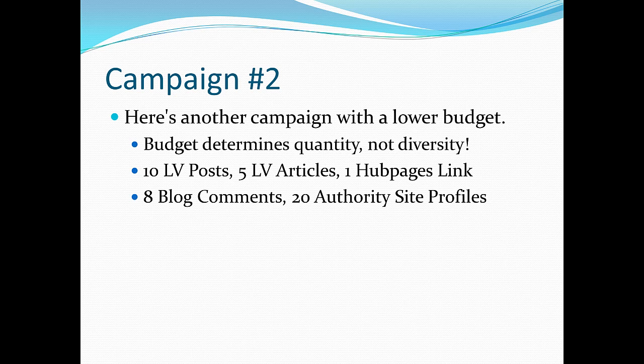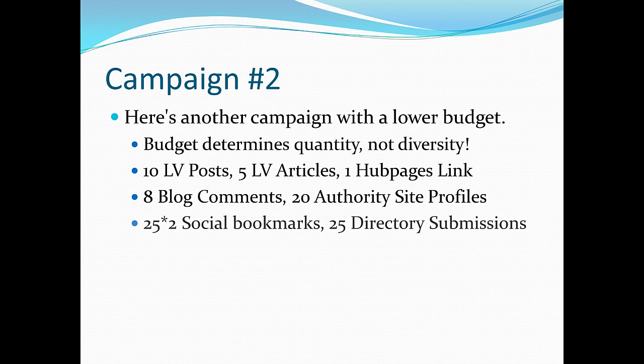For my link placements, I did 8 blog comments and 20 authority site profiles. And then for my link listings, I did 25 times 2 social bookmarks and 25 directory submissions. So yes, that's a lot fewer link types than, say, campaign number 1, but you'll notice we still have 7 different link types, which is a pretty good campaign. 7 different link types spreads out your diversity, and it's going to build you a natural looking link profile that's going to rank well. So that covers it for this video.